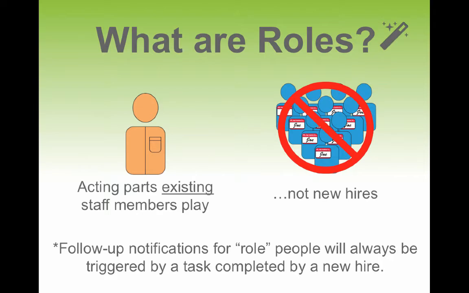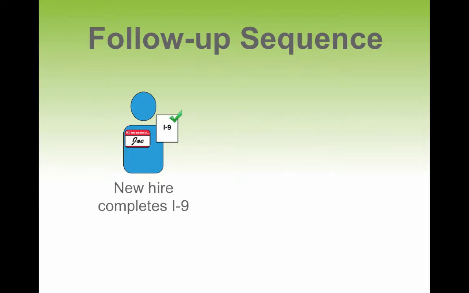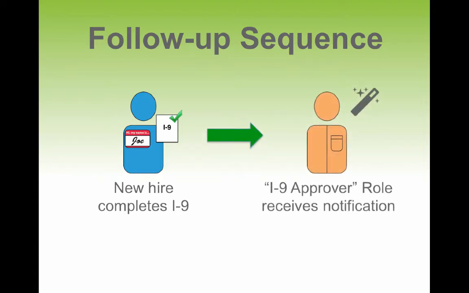Think of roles as the acting parts your existing staff members play in the onboarding process. You may have as few or as many roles as necessary to handle any follow-up actions that must be completed by your staff. These follow-ups will always be triggered by a task completed by a new hire. For instance, once a new hire completes his portion of the I-9 form, that will trigger a follow-up for someone within your organization to verify and approve that I-9 form on behalf of the organization.